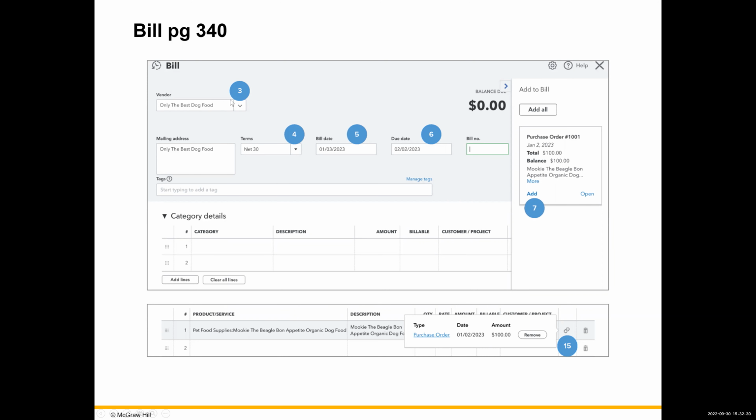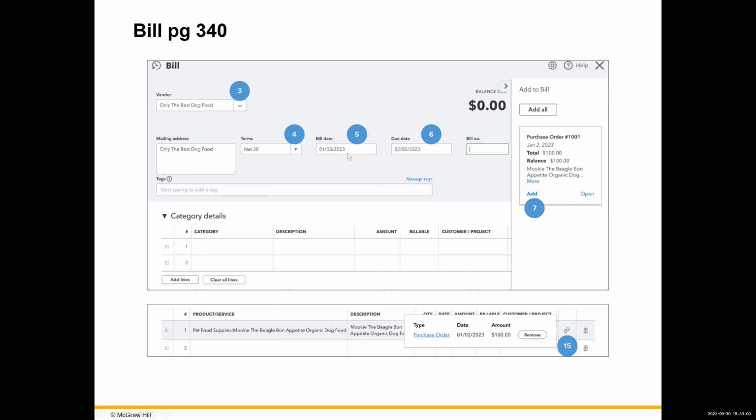And if you entered only the best dog food in the vendor list and included the terms, this net 30 will populate automatically. And just as a practical matter in real life, you should do that because you don't have to mess around. I mean, you want things to populate automatically. So when you choose the vendor, the mailing address is going to pop up, terms is going to pop up. It just makes life a lot easier.